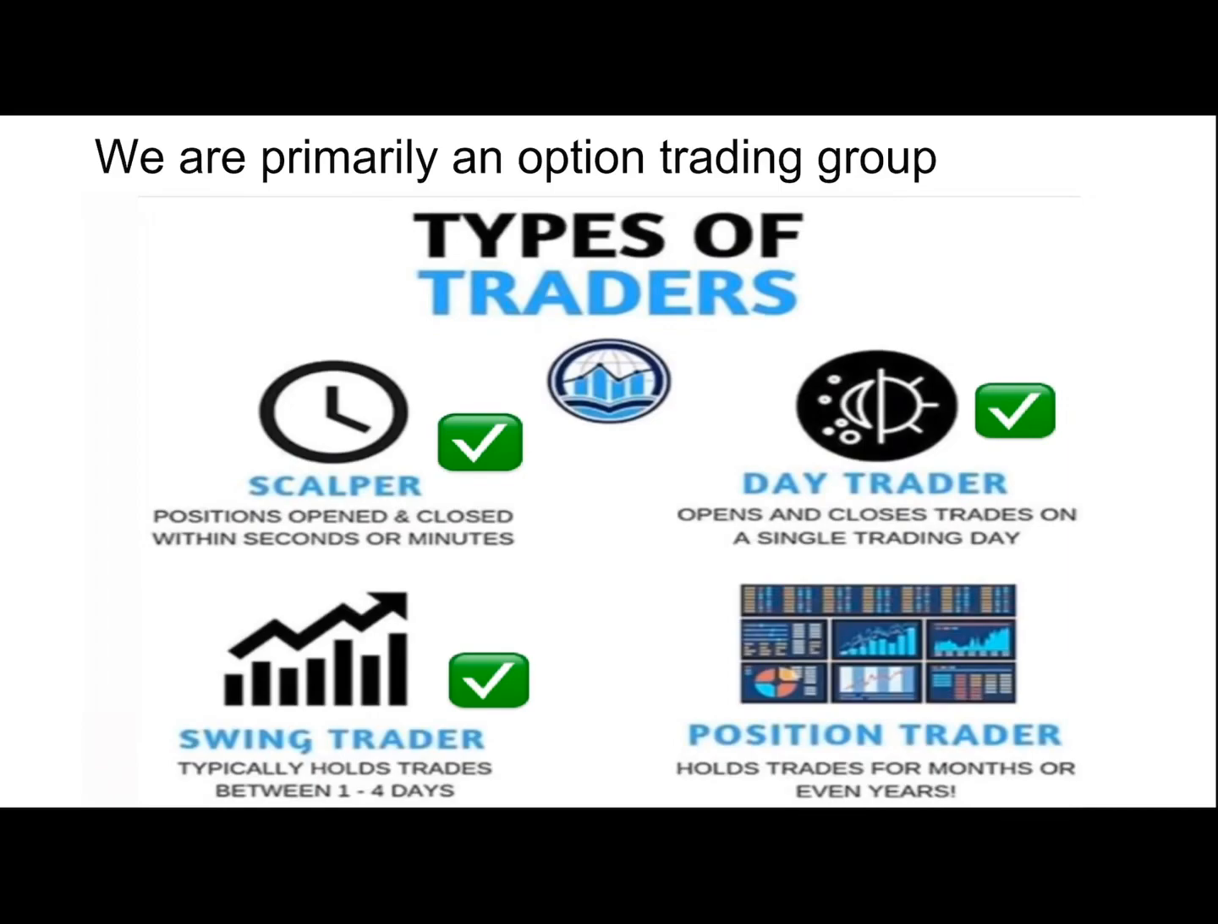So scalps are positions opened and closed within seconds or minutes. Day trades open and close in a single day. Swing trading is pretty much holding a contract overnight. When we scalp, we are trying to get quick profits, quick gains. When we're day trading, we're trying to benefit off the trend of that day. And if we're swing trading, we're trying to catch a long-term uptrend, maybe a week to some days long.